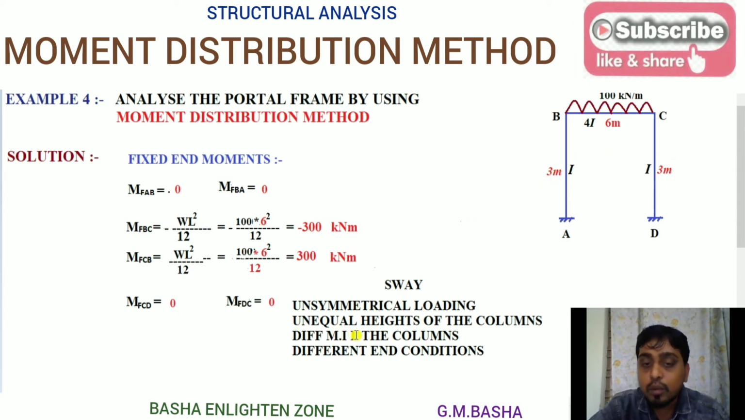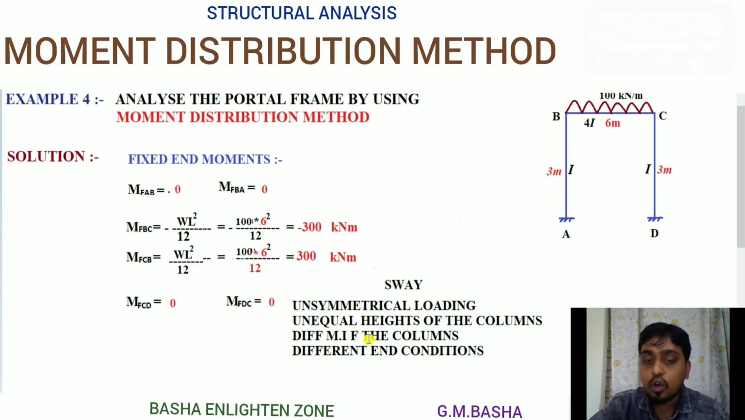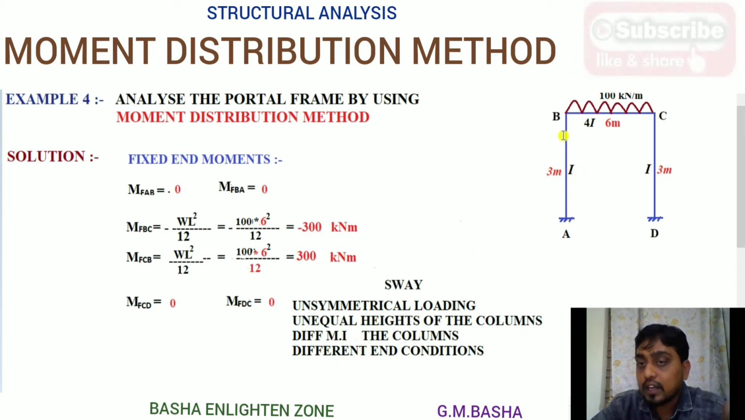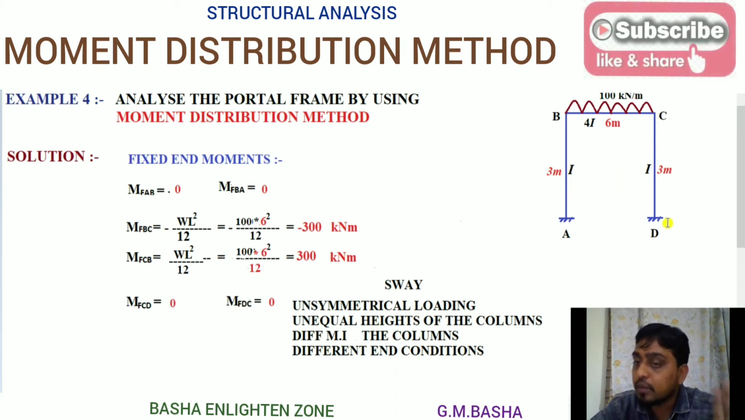Then different moment of inertia for the columns. Here the column property for AB is I and for CD it is I only. For example, in some cases AB will be 2I and CD will be I, then there will be a difference in the properties of the columns. At that time also the frame leads to sway analysis.